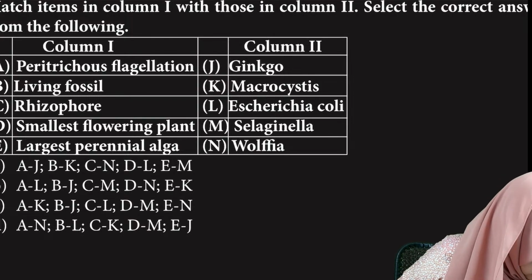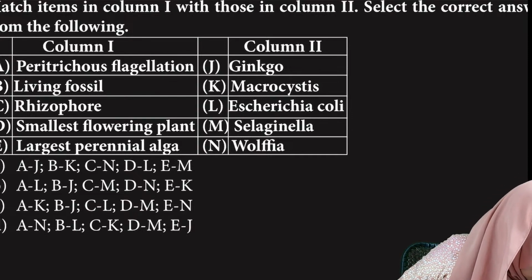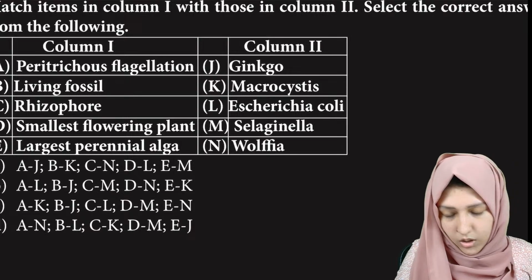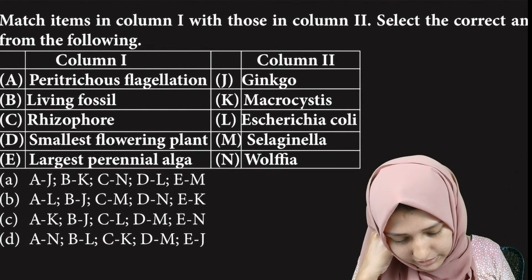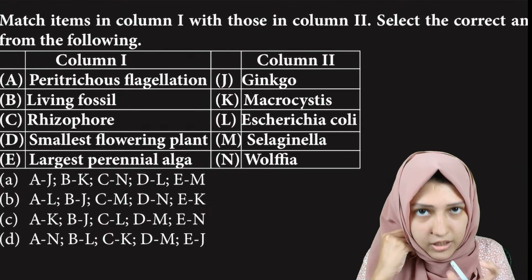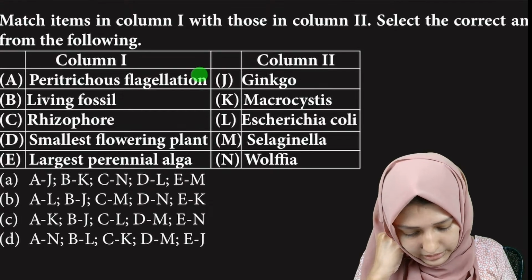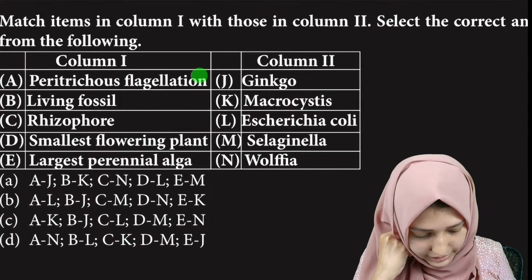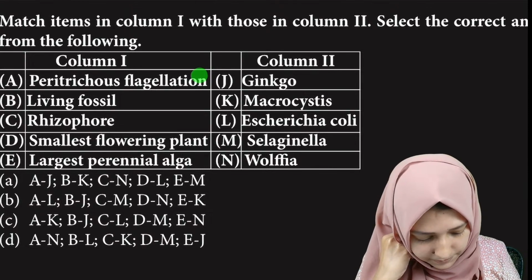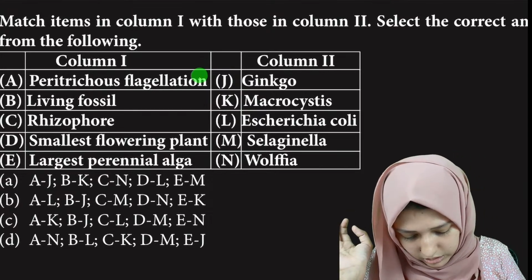Now match the following. Okay, match the following. Peritrichous flagellation. If you are just starting this chapter, you won't know about it, so just leave it. But it usually means E. coli. E. coli is a bacterium, and it has many flagella. So it is known as peritrichous flagellation. Okay, so this is the answer.